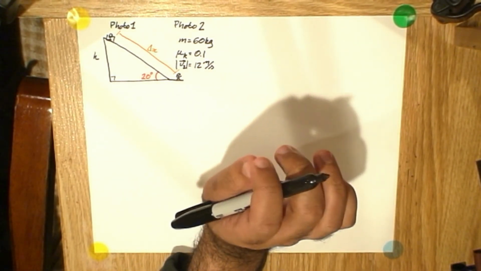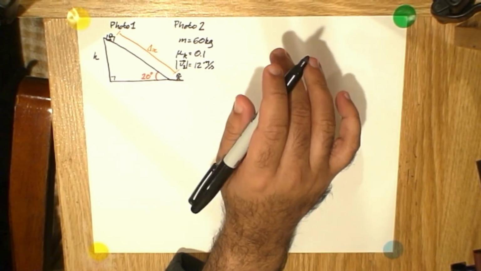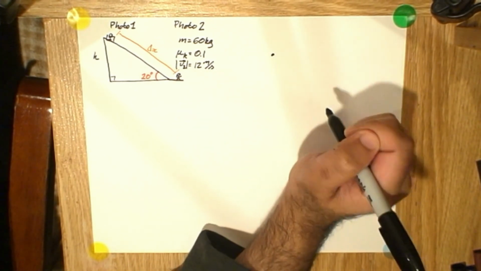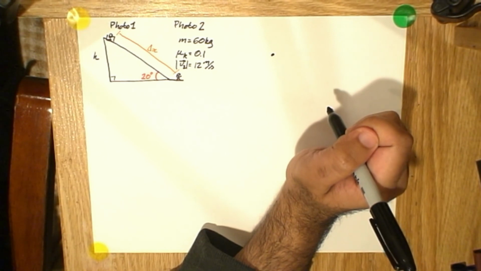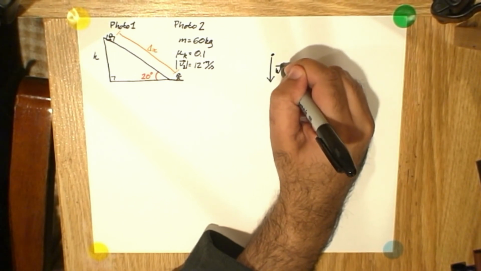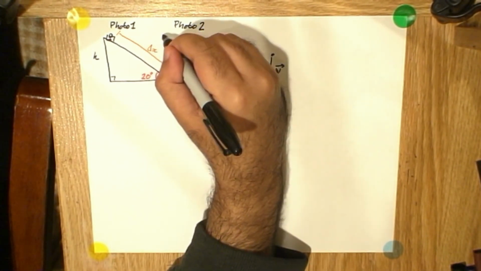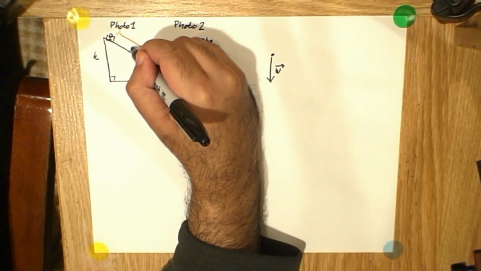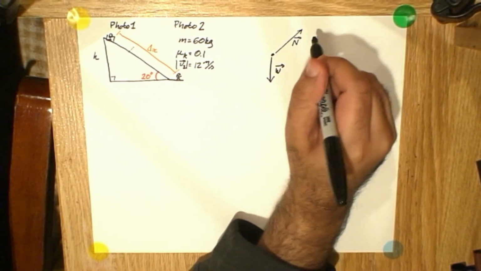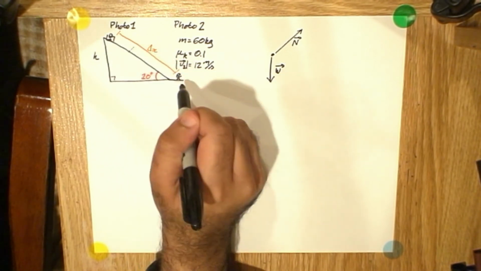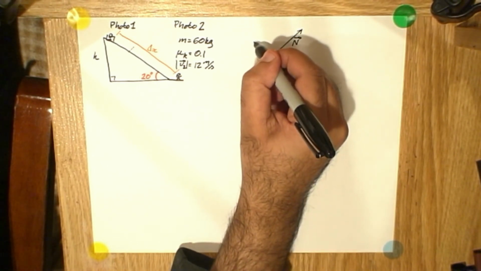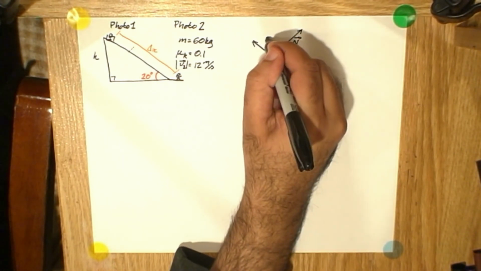Now, before we go any further, let's take a look at this character as they are on the hill. This character would be subject to 3 different forces. The weight force, pointing down, the normal force, pointing at right angles, or at 90 degrees, to the surface of the hill, and the friction force, which points opposite their direction of motion. So if they're traveling down the hill, the friction force would point up the hill. And this would be kinetic friction.